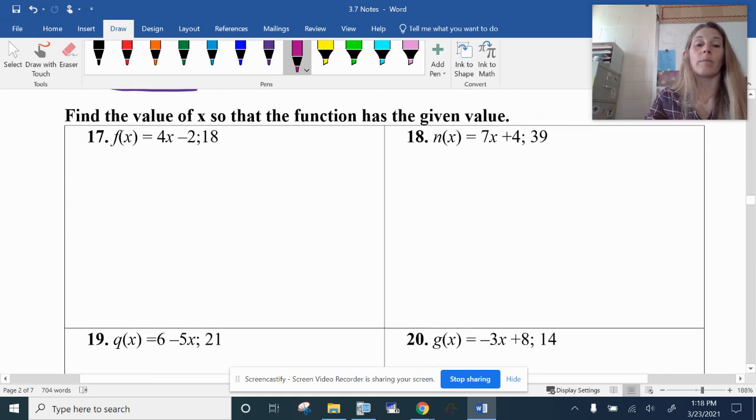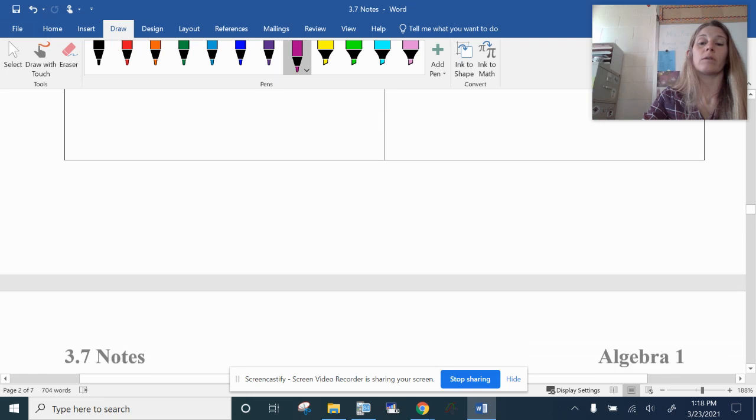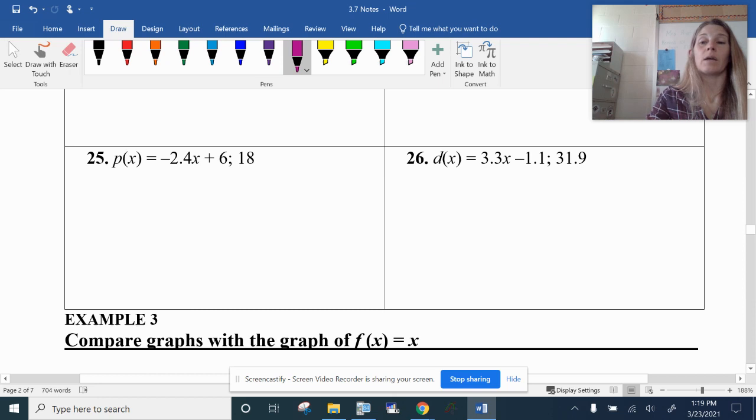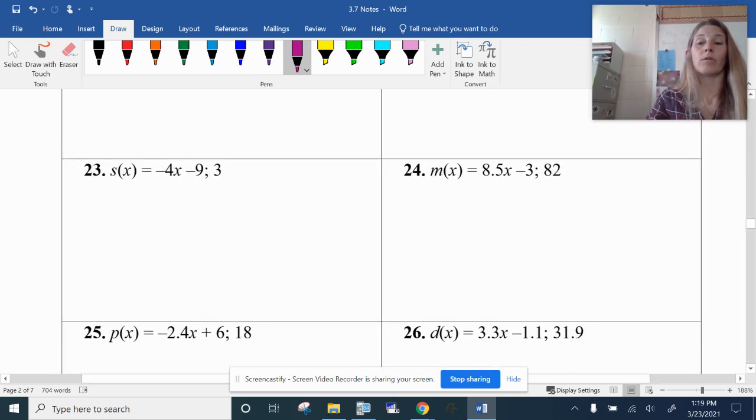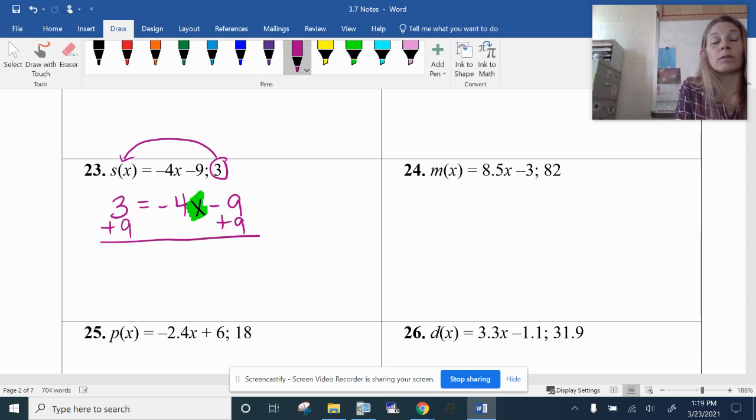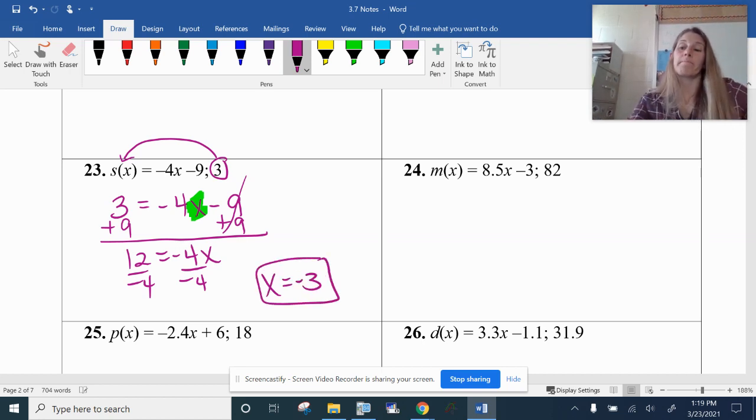So just a couple practice ones, but I'm going to go on to the next page and do a couple there instead. Okay, so let's take a look at these two. All right, so for this one again, that 3 is going to go in for the solution of the function, and then we're going to solve for the x value. So then you're just solving a regular equation using your inverse operations. I have 12 equals negative 4x, divide by negative 4. That gives me x equals negative 3.